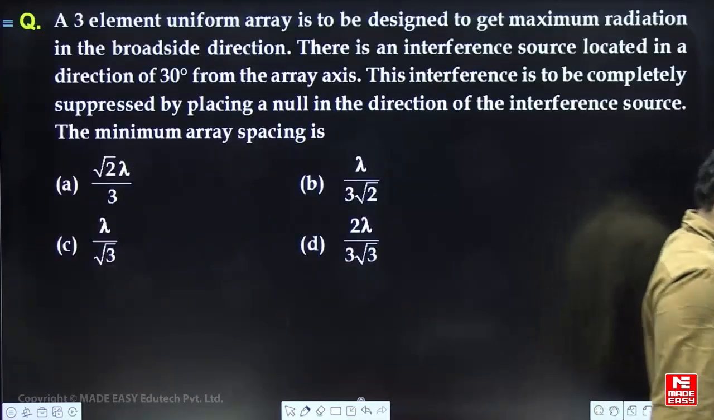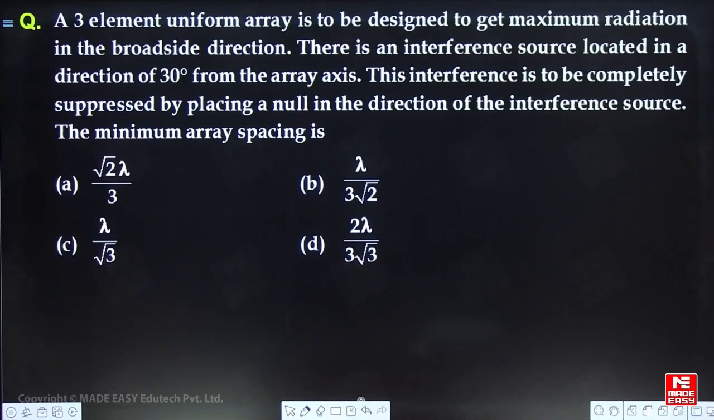Coming to the next question. This is a question from antenna. The question reads as, a 3-element uniform array is to be designed to get maximum radiation in the broadside direction. There is an interference source located in a direction of 30 degrees from array axis. This interference is to be completely suppressed by placing a null in the direction of the interference source. The minimum array spacing is what?